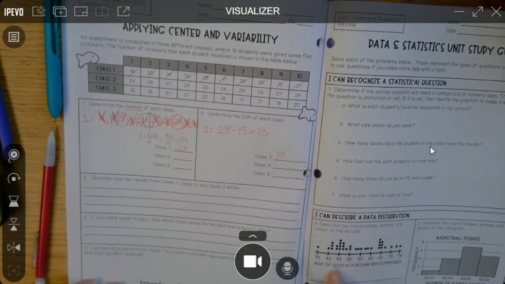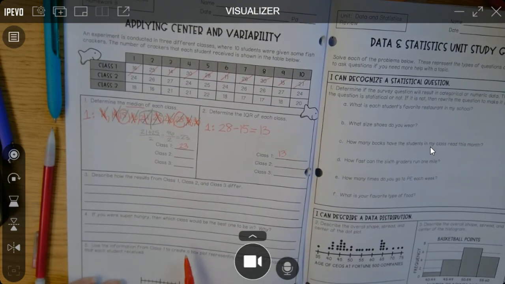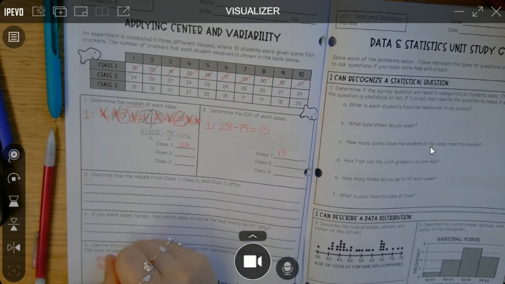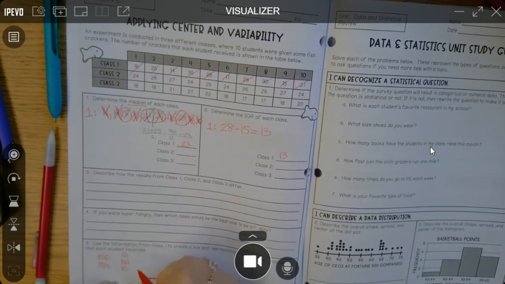And then finally, for question 5, when it wants you to make a box and whisker plot, don't forget those 5 values you need. You need the minimum and maximum. That's your beginning and end. Okay. And then you need the median, of course, and then your quartile 1 and your quartile 3. And those are your 5 data points.